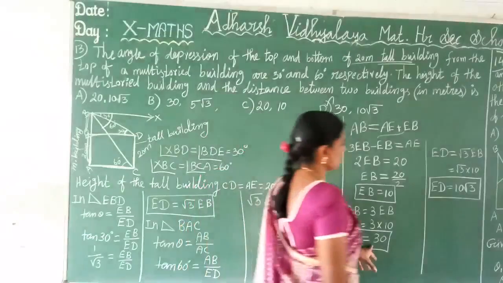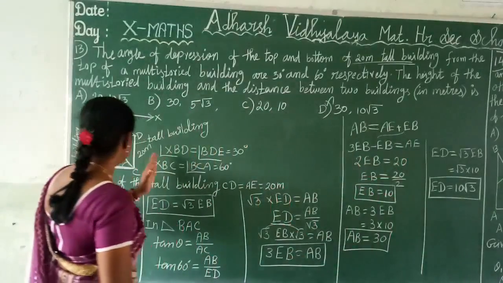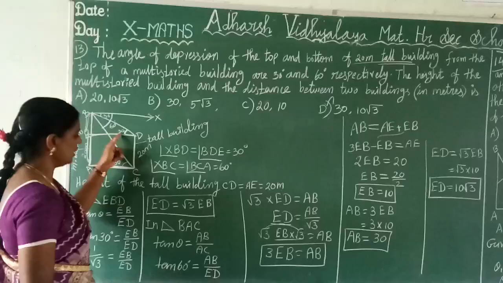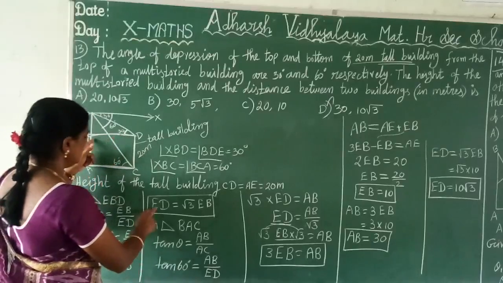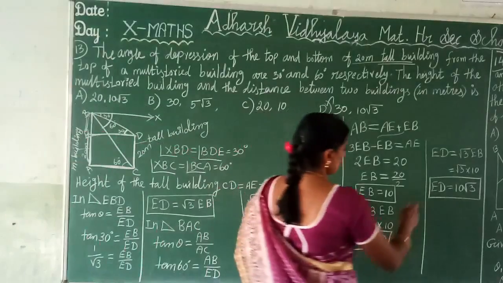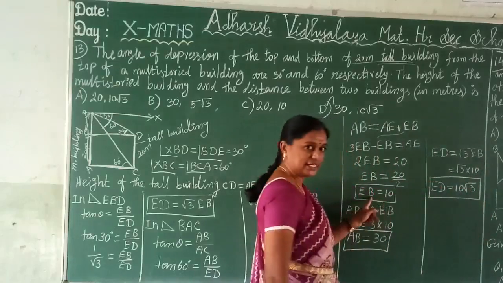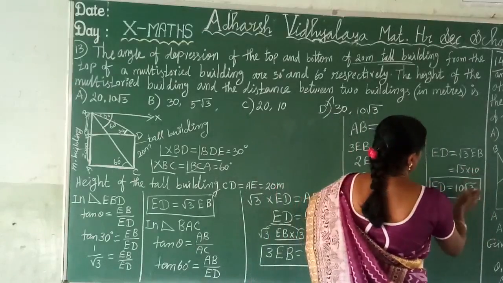Next, we want to find the distance between the two buildings, that is AC or ED. Already you found the answer: ED is equal to root 3 into EB. Substituting EB as 10, root 3 into 10 means 10 root 3.